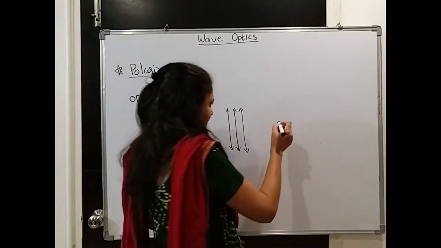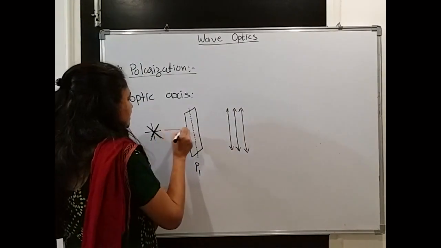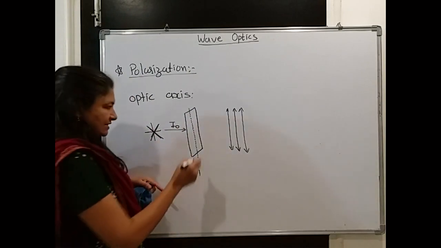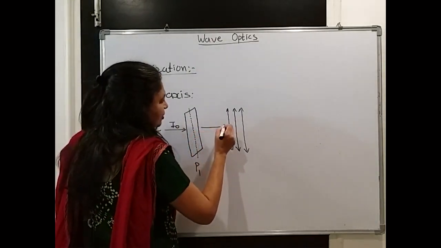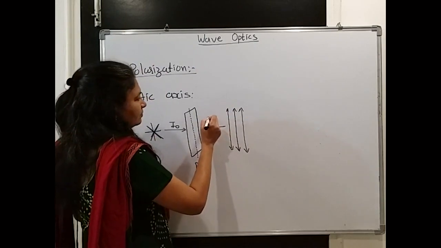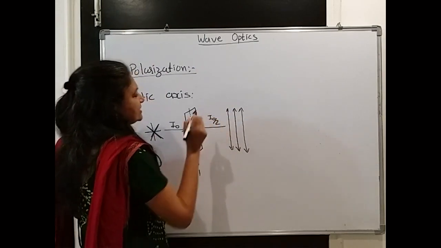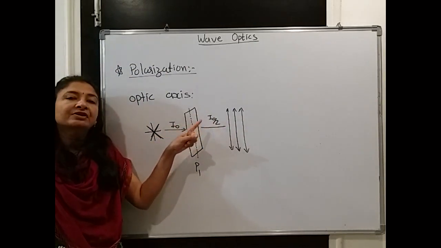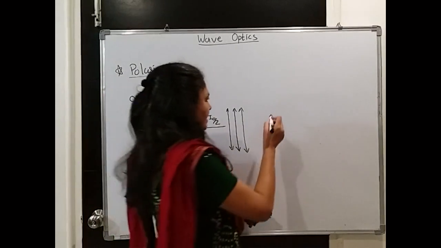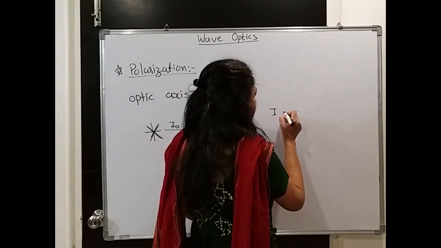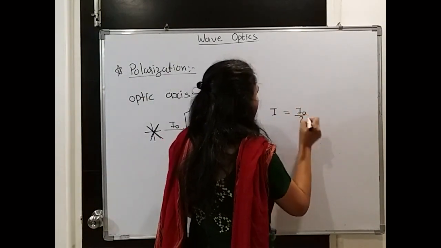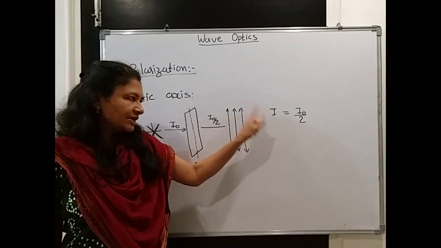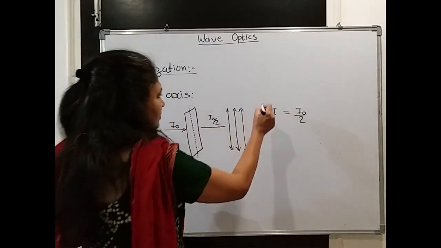Okay. Now remember one thing. If intensity of this light incident on the polarizer is I0, then intensity of the light emerging out from this will be I0 by 2. That means 50% intensity will be emerged out. Okay. So remember that I emerging equal to I0 by 2. I0 is incident intensity, I is emerging intensity. So you have to remember this one.